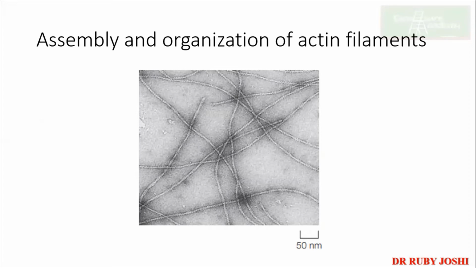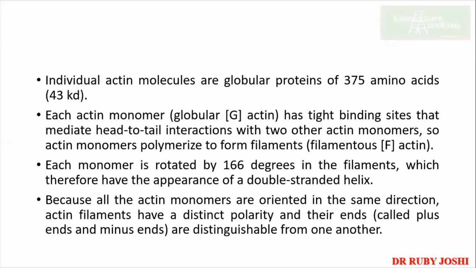ठीक है. So हर एक organelle का अपना destination है. जैसे अभी हमने पढ़ा था हर एक protein का अपना sorting targeting destination है. In the same way the organelle also in a cell has got its proper location. ठीक है. Now, individual actin molecules are globular proteins of 375 amino acids. So G globular protein is around 375 amino acids.